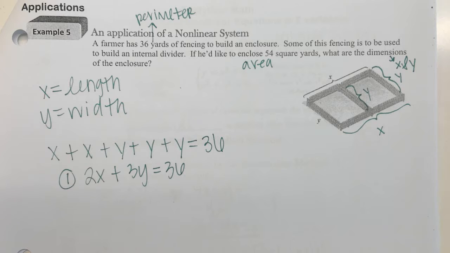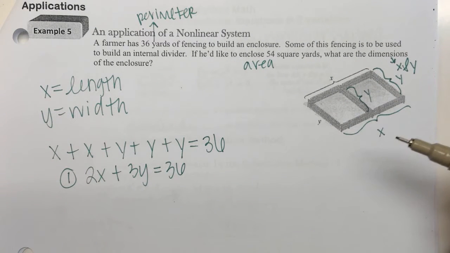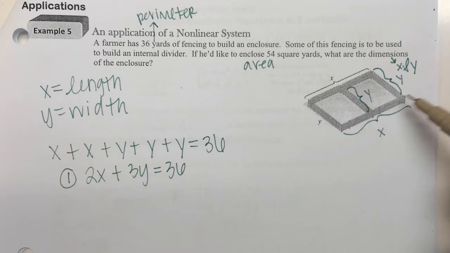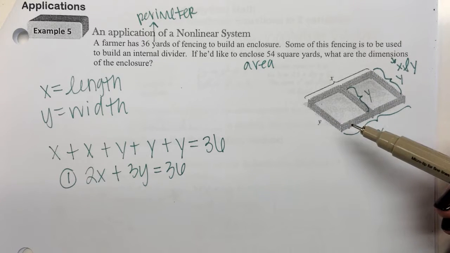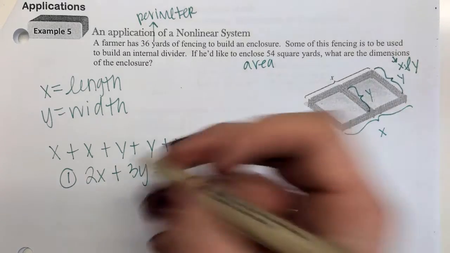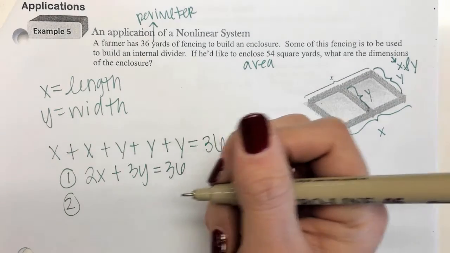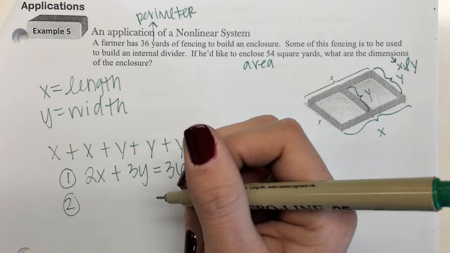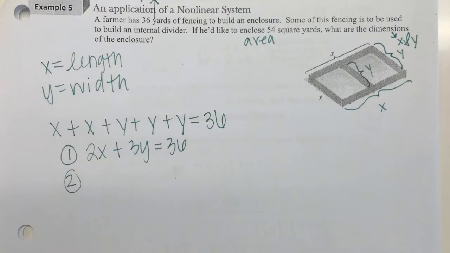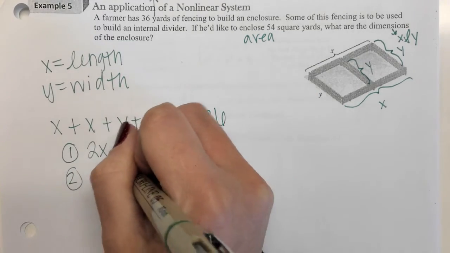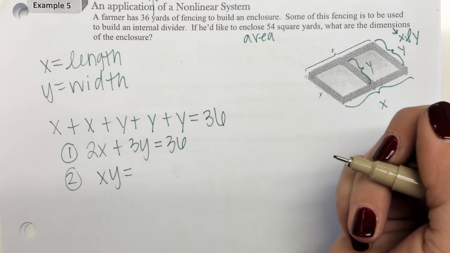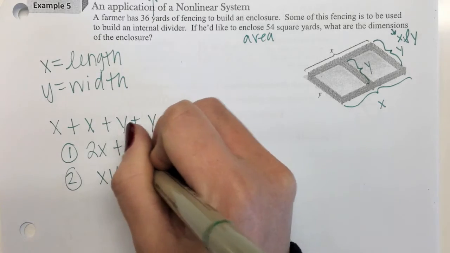Next is area. Okay? And the area of the entire thing, not just pieces of it, is going to be what? 54. Okay, so the area of the entire, I don't know what you call this, a garden, is going to be what? Equal 54. Alright, how do we write it though? Same way? Area is, how do we find area of a rectangle? Length times width, so it's going to be x times y equals what? 54. Very good.